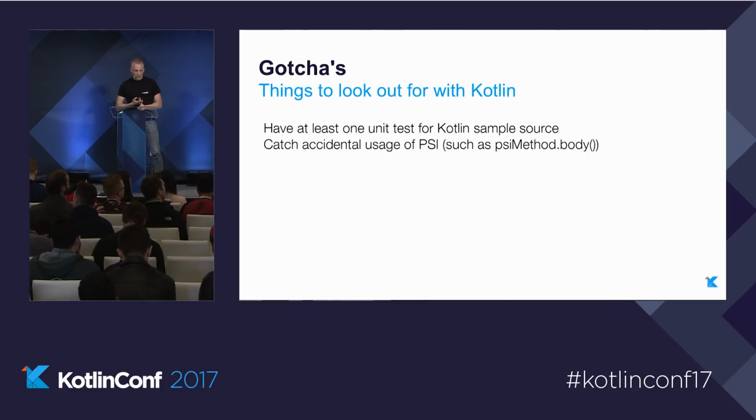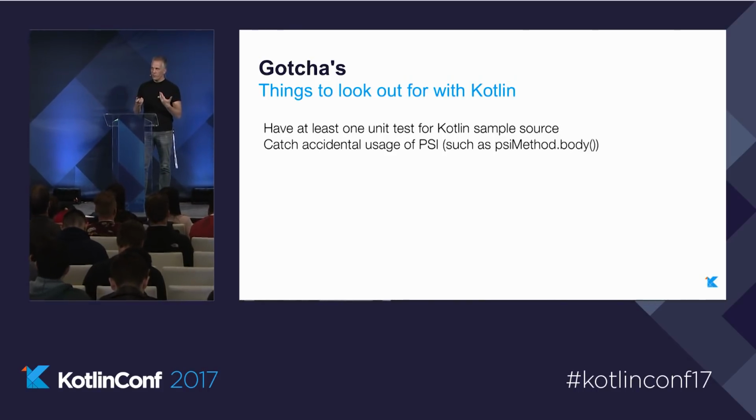Right, let's talk about some gotchas. These are some things to look out for when you're writing your Lint checks. So you should make sure you have at least one Kotlin test for your Lint check. Right? So Lint has over 300 checks. It has really good code coverage, but a lot of those were for Java source files. And I discovered that there are a lot of things that you need to special case for Kotlin.